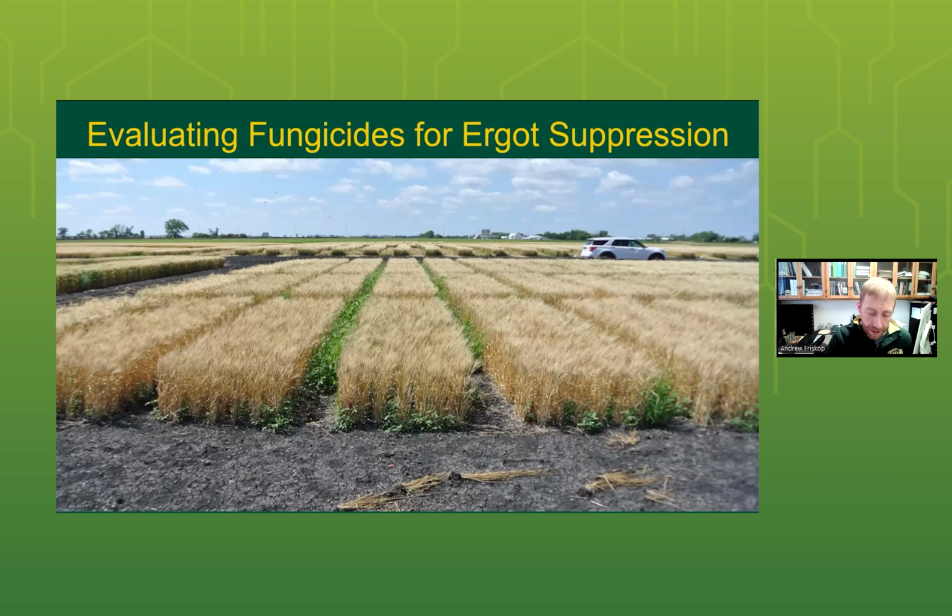The second question we started in 2020 was evaluating fungicides for ergot suppression. When we started this effort, there were no labels that had ergot suppression on the label back in 2019. But as we conducted the study, two fungicides came on the market that were labeled for ergot suppression and are also labeled for Fusarium head blight. This gave us a nice opportunity to ask what we can think of as ergot suppression when we already know most of our growers are spraying fungicides for Fusarium head blight.